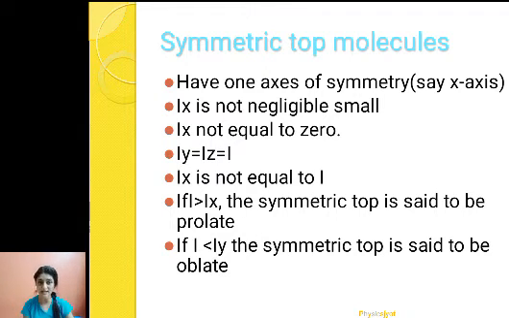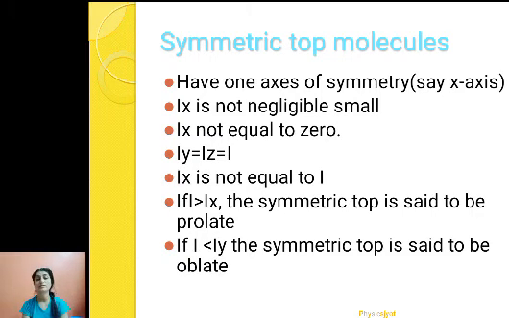So if Ix is not equal to I, there are two cases. Either I is greater than Ix or I is less than Ix. If the moment of inertia along the y and z axes is greater than the principal moment of inertia along the x axis, that kind of symmetric top molecule is called a prolate symmetric top molecule.